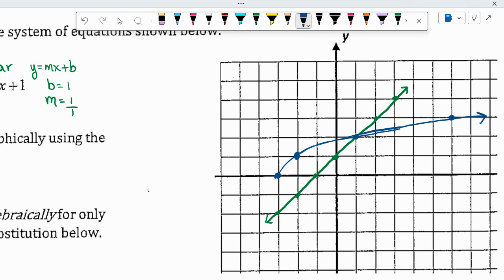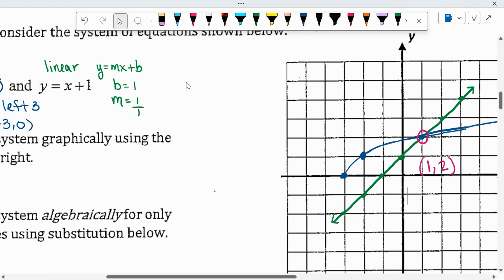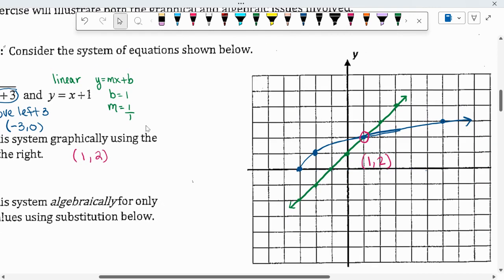Okay, so where do the two lines intersect? They intersect at the ordered pair 1, comma 2. Okay, so that's solving it graphically. So what did we say our solution is? Well, our solution is the ordered pair 1, comma 2, because that's where the two graphs intersect. I'm going to make it a little bit smaller so you guys can see both.